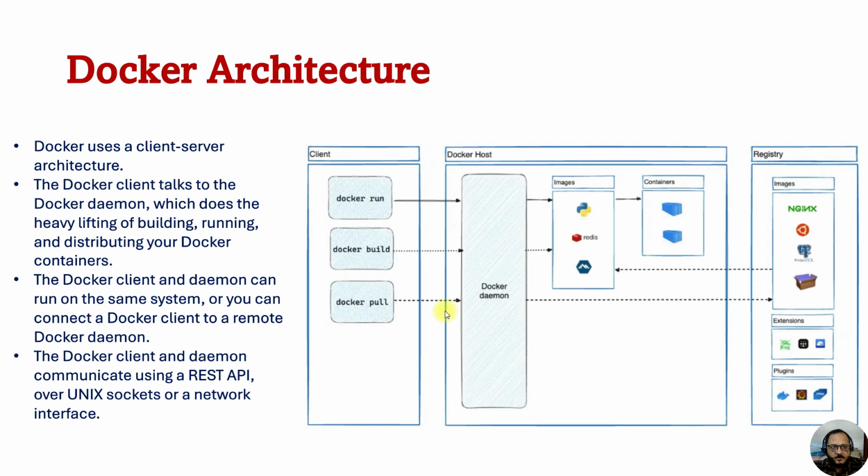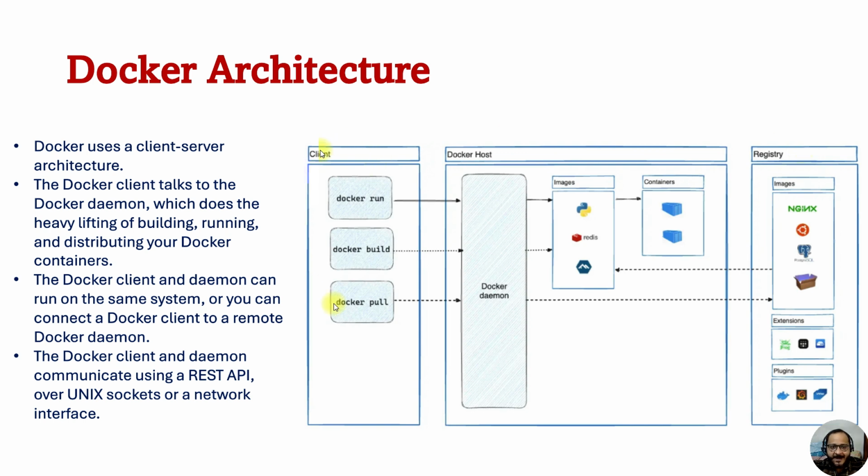Now let's understand the Docker architecture. So Docker basically uses a client-server architecture. If you can see, this is the client part and this is the Docker daemon, or we would say a Docker engine. And here we have the Docker registries, from where we will push or pull the Docker images which are required to run our application.